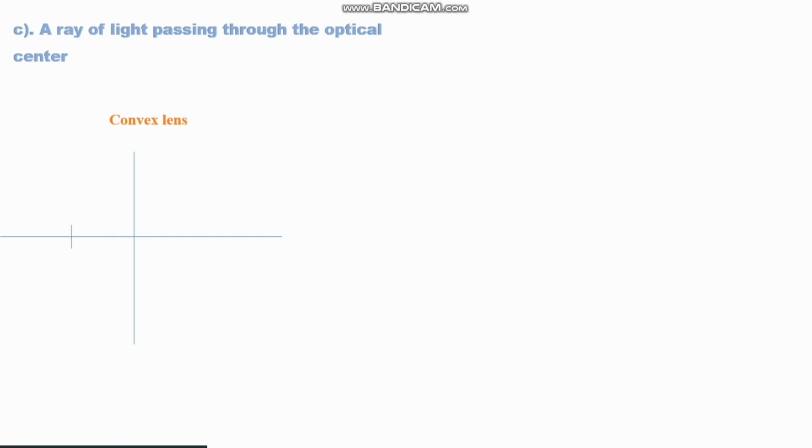So we have a ray of light that is passing through the optical center. This is the principal focus, as you can see. The distance from the optical center to the principal focus is the same. The same case appears behind the lens. So if we have a ray of light passing through the optical center, what happens is that there is no refraction. Refraction does not take place at this point. So this ray passes undeviated.